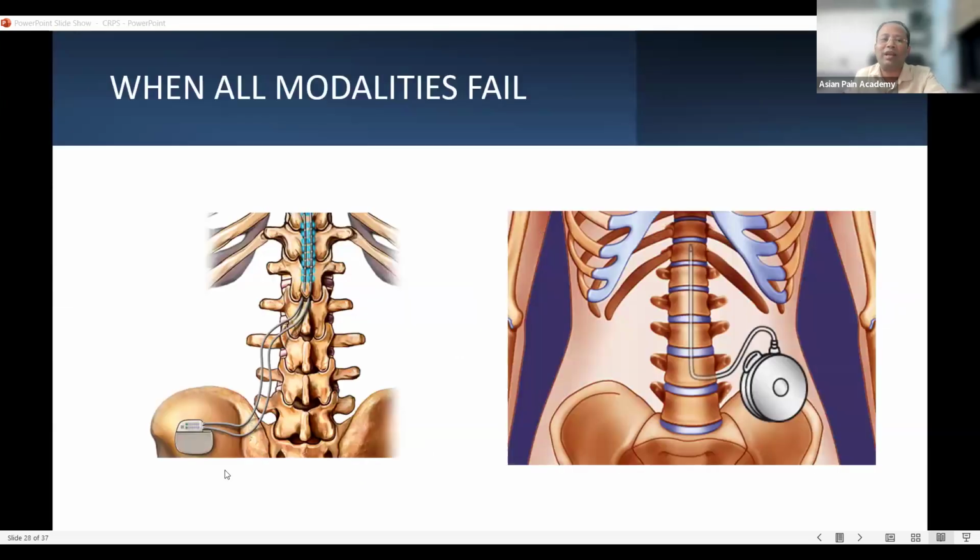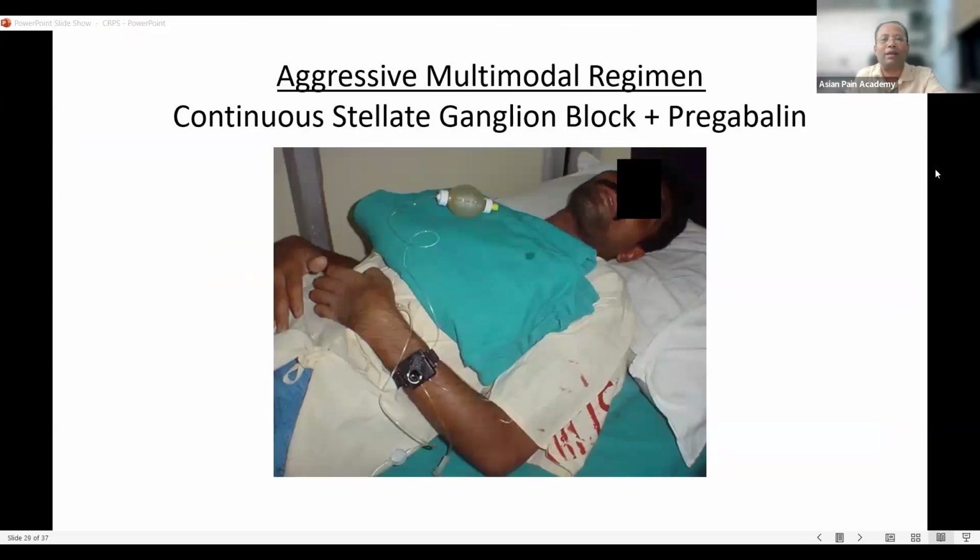When all modalities fail, then of course you have only two options, that is the spinal cord stimulator and intrathecal pump. So that is a very bad condition. This is a continuous stellate ganglion block we did long back.